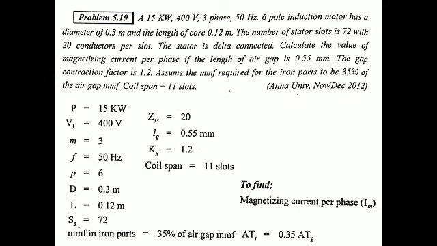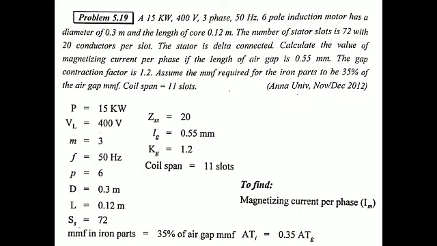Then it is an induction motor. They also gave the diameter of 0.3 meter and the length of the core of 0.12 meter. So we have a D and an L value. After that, the number of stator slots is given, which is Ss, that is 72, with 20 conductors per slot. That is the Z value, Zss, which is 20.